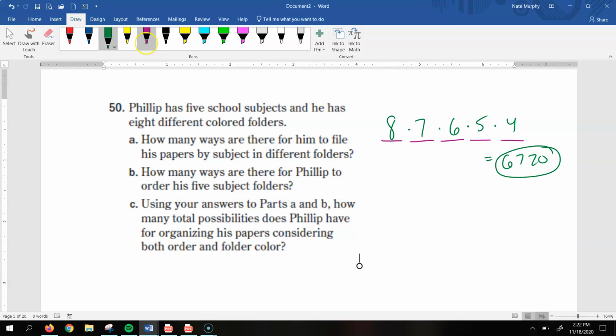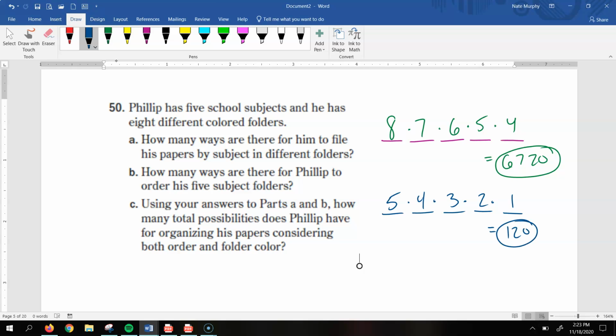Okay, so now it doesn't matter what color they are. It's just that he has 5 subject folders, and let's say it's math, science, English, social studies, and art. So there are 5 to pick from, and it doesn't matter what color. He'd have 5 to pick from to put first in his bag or on his desk. Once he picks one of those, he would only have 4 subjects to pick from for his next folder in the pile, and then 3, then 2, then 1. So you multiply 5 times 4 times 3 times 2 times 1, and for part B, you get 120 different ways for that to happen.